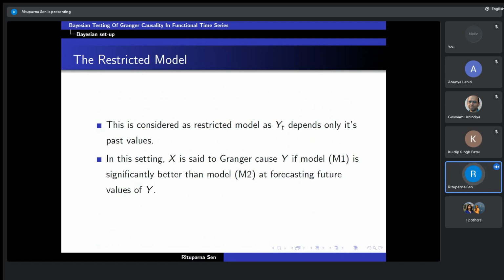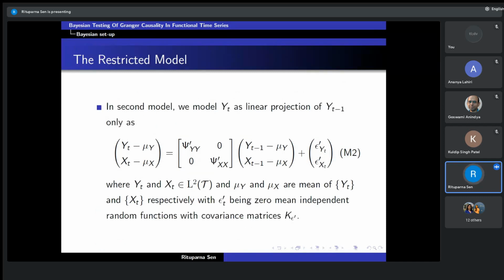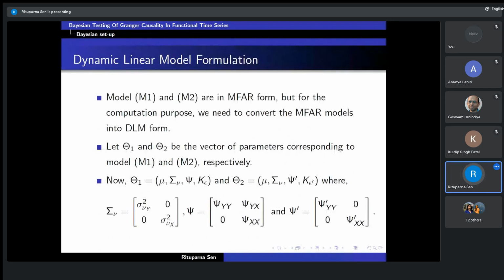So in this setting, X is said to Granger cause Y if model M1 is significantly better than model M2 at forecasting future values of Y. Okay, so model M1 is the full model. If it is significantly better at forecasting future values of Y than this restricted model, then there is Granger causality. So models M1 and M2 are of the M-FAR form, but then we will convert this to the DLM form. And that is what we do here.